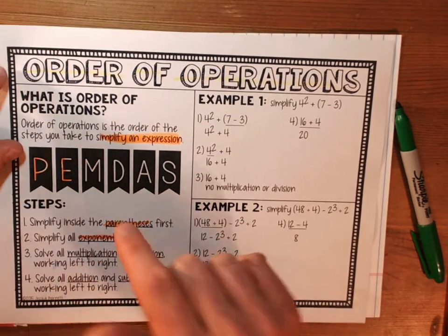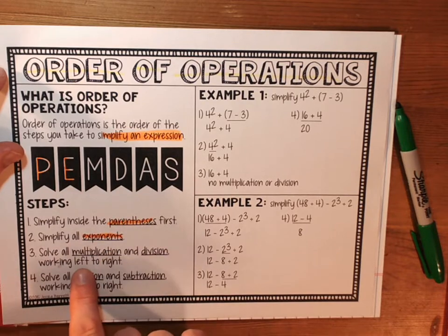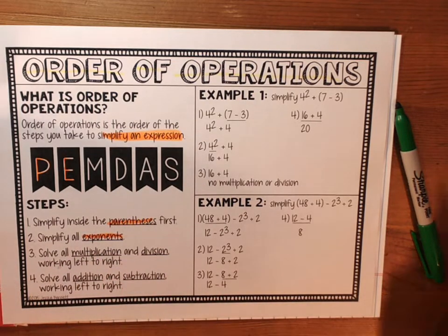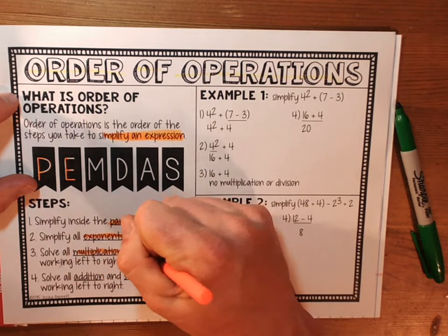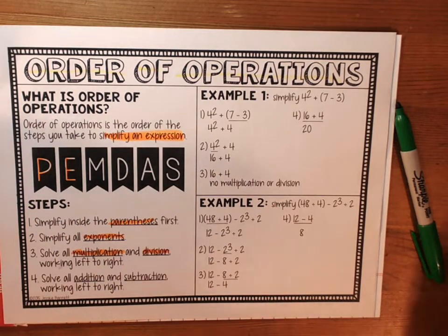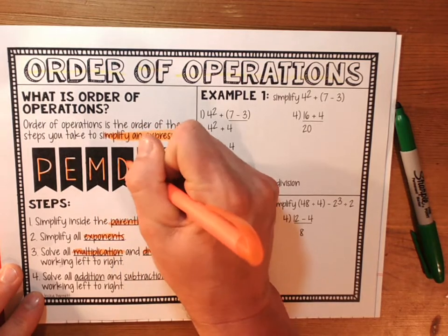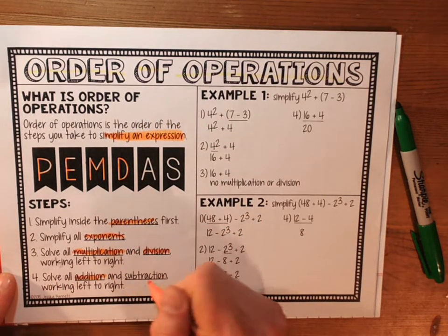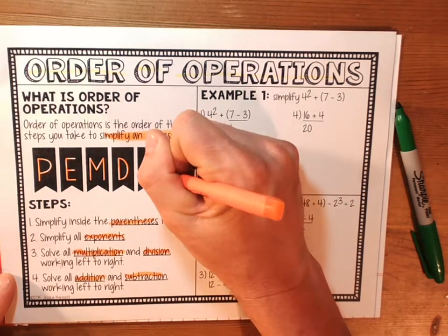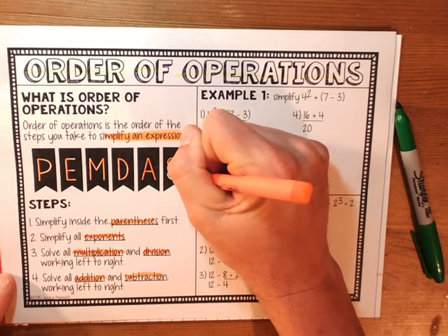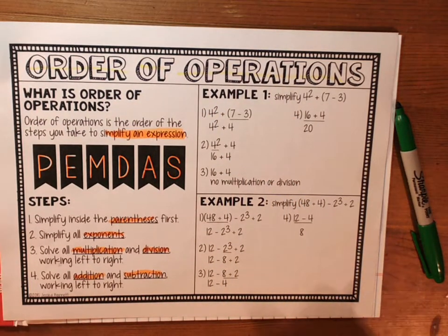After the E, we have the M and the D. These can work together, and we want to solve those left to right. Sometimes people get a little bit confused and think, oh, we always do multiplication first. Not so fast. We want to work left to right, and whichever one comes first, that's what we do first. And then finally, we have addition and subtraction. And this says to work left to right. You can do it in any order, but if you are using a number line or number counters, you want to go left to right, and that means whatever comes first.